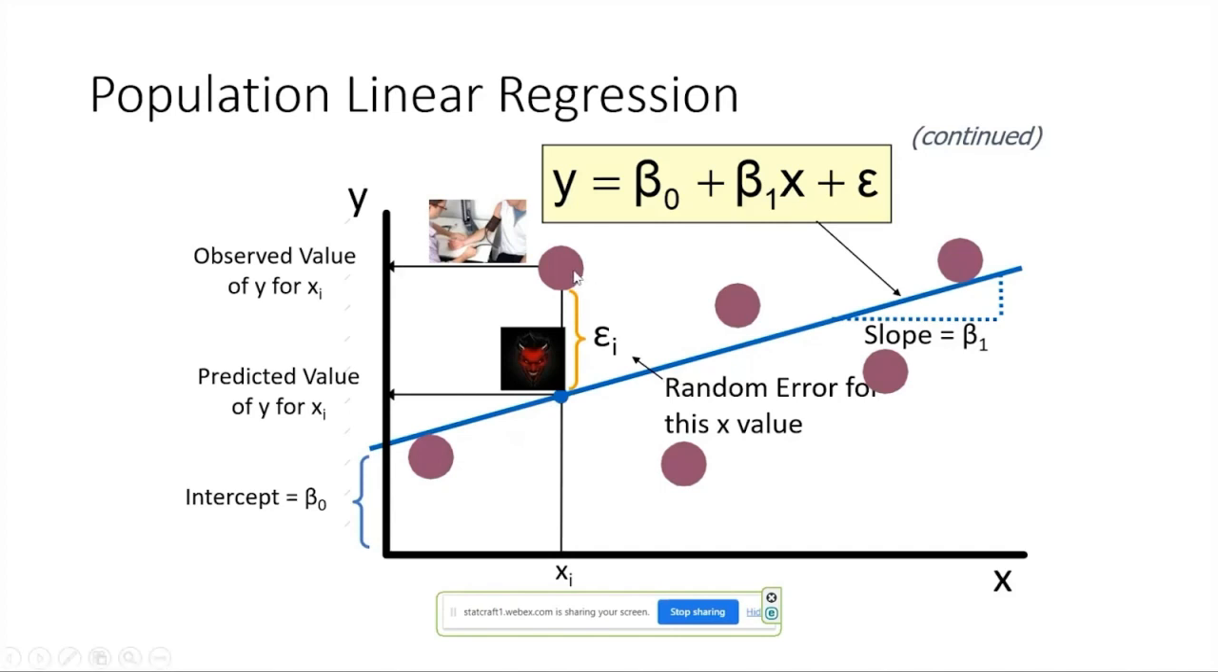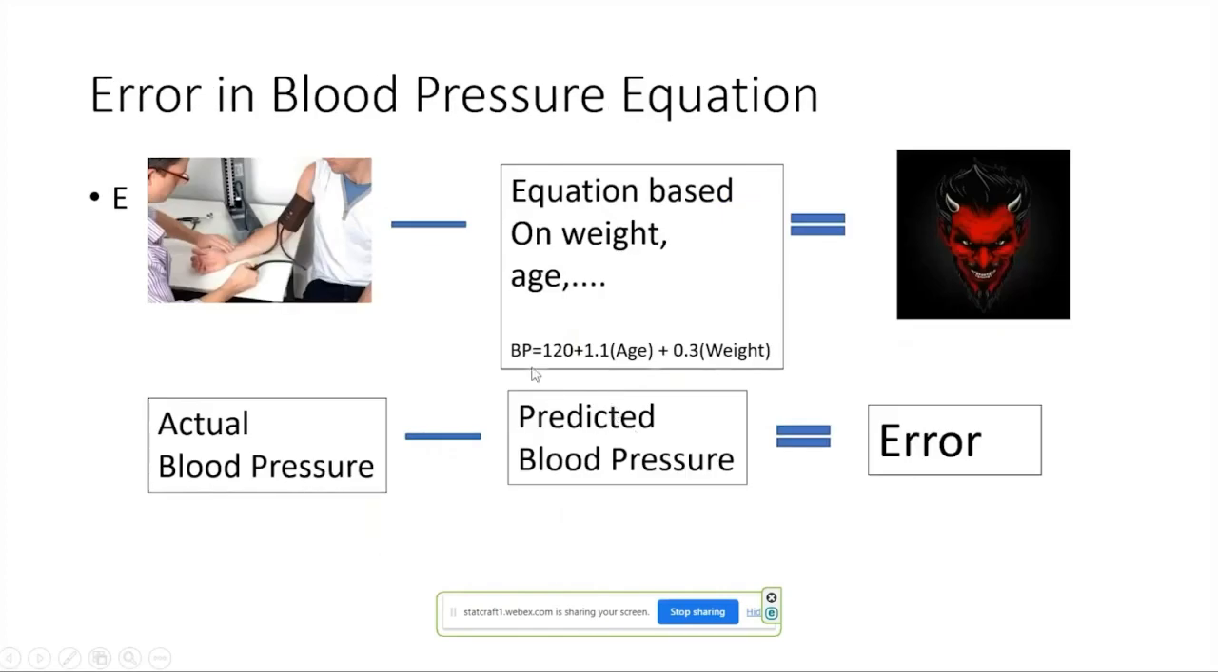Is it clear? So the purple line is the actual observation by the sphygmomanometer, and this is a theoretical model which we are making. That is this one. Blood pressure is equal to 120 plus 1.1 times age plus 0.3 times weight. Now, the implication is that with an increase in weight by 1 kg, the blood pressure unit increases by 0.3, and with an increase in age by 1 year, possibly my blood pressure unit will increase by 1.1.